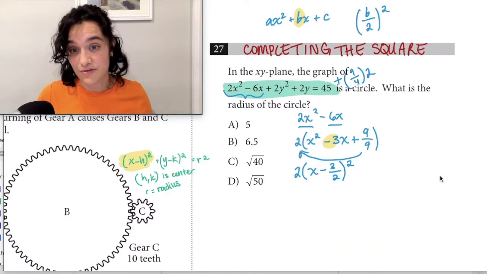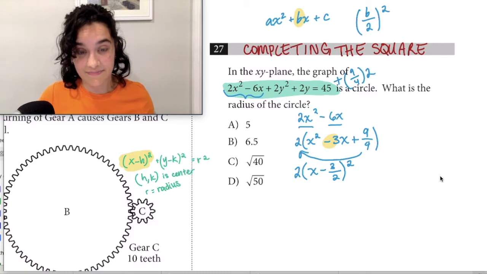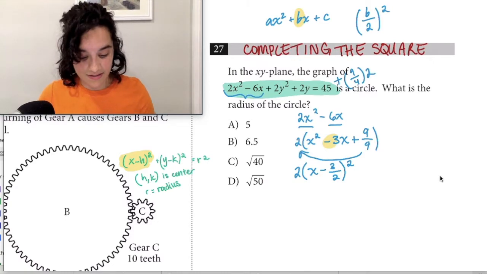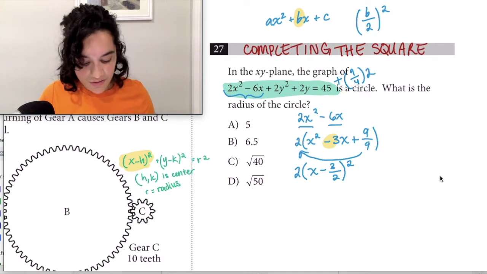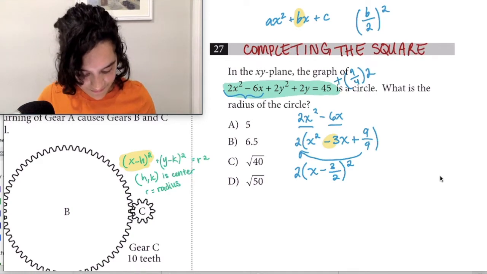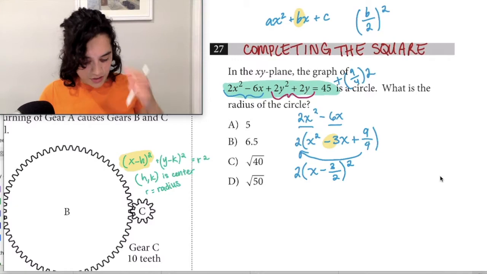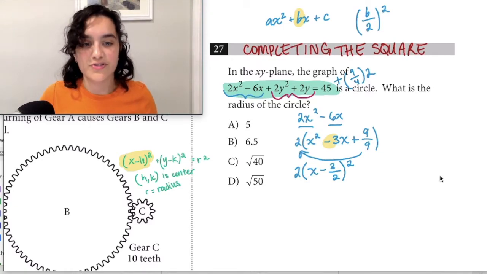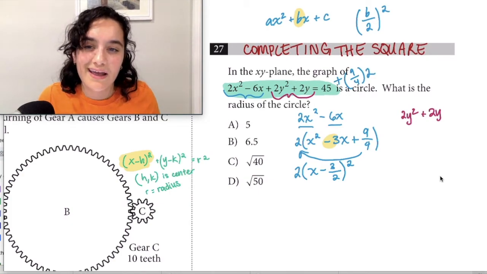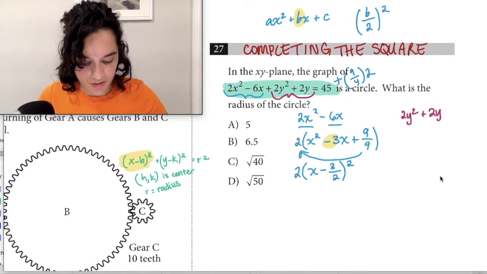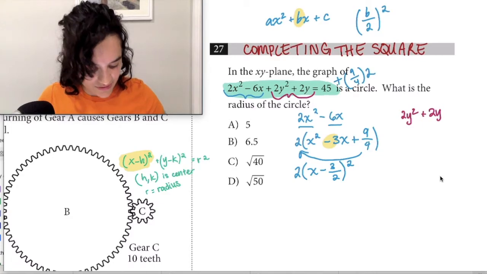And we're one step closer to finding our radius because we're putting this expression into the standard circle formula expression. So now we're going to do the same thing with the y terms. So we've got 2y squared plus 2y. Again, they share a factor of 2, and we want our a term to be 1 just to make our lives easier, so let's factor out this 2.